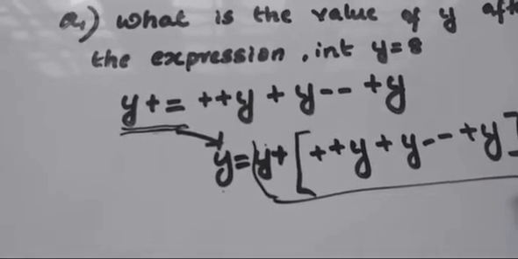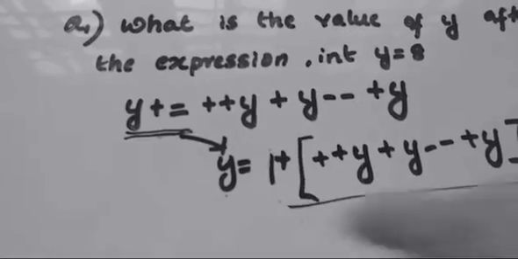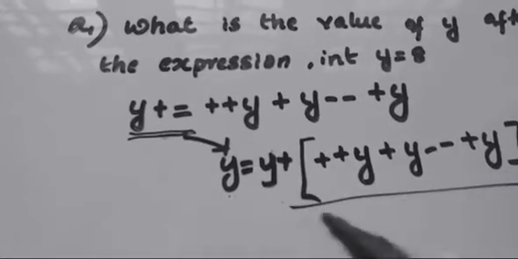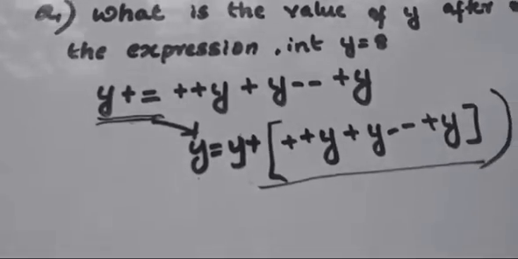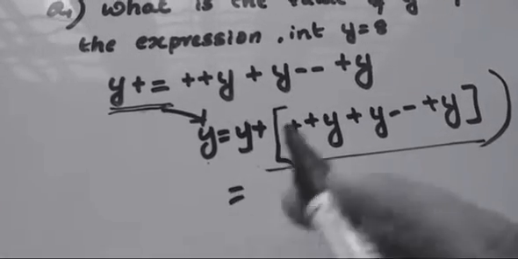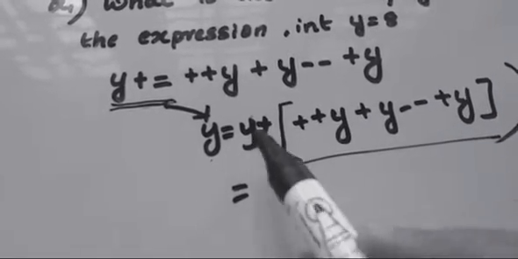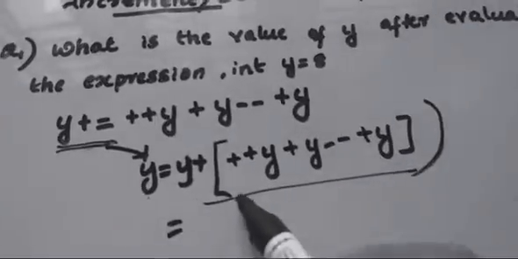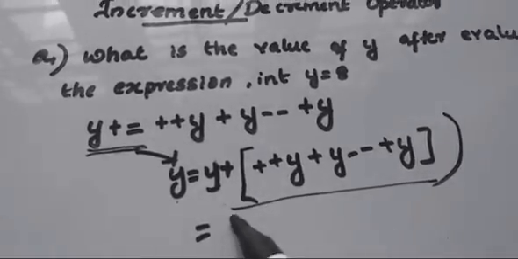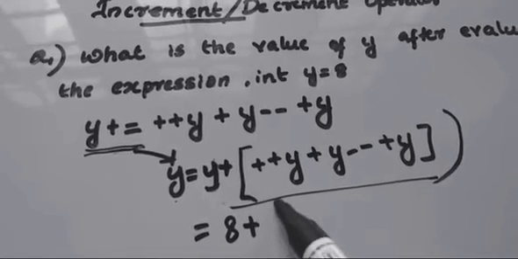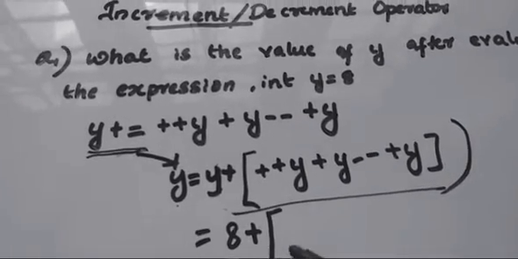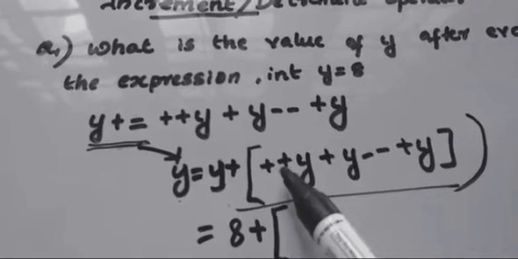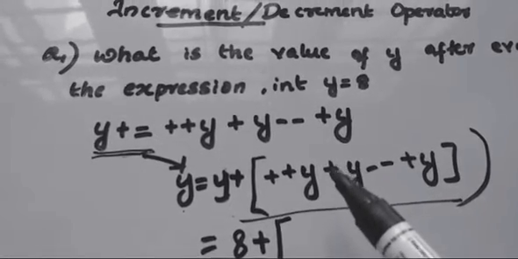Clear, students? So I hope this is clear for you. Clear? Okay. So we are substituting the value of y from this, not from here. So what is the initial value of y? 8. 8 plus, then put a bracket. Clear? So what is the first thing? Plus y.